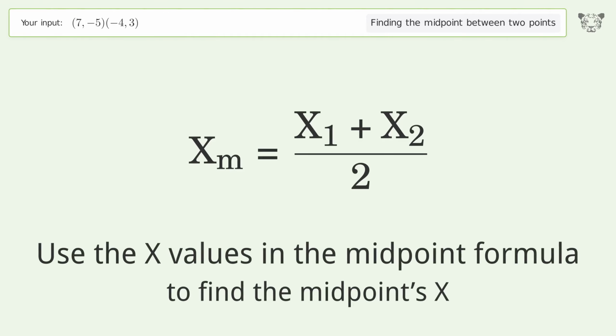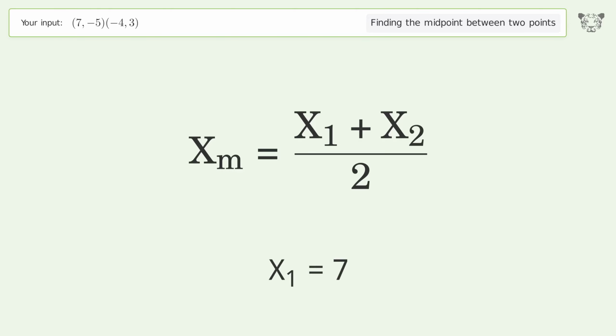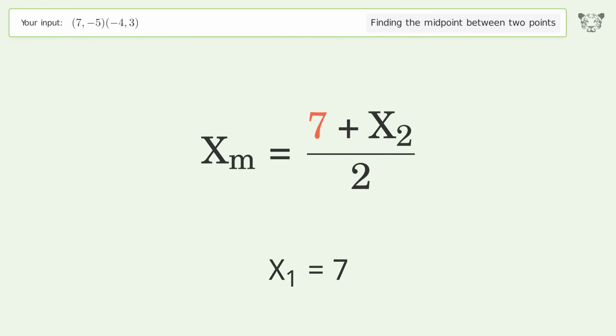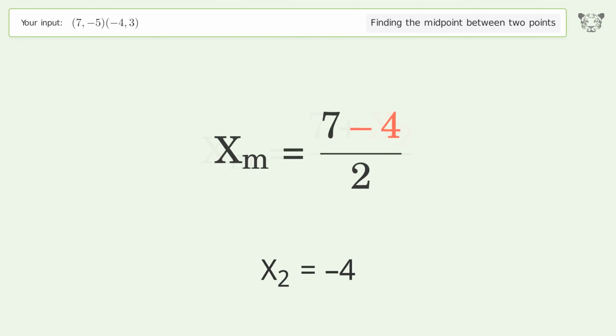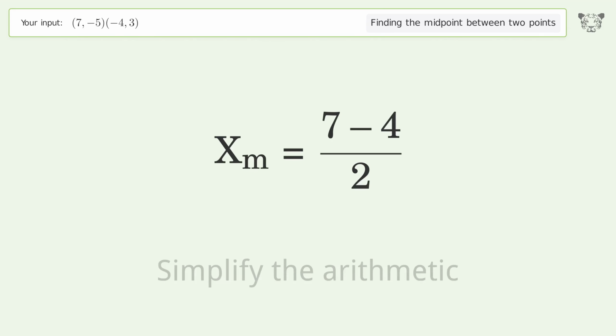Use the x values in the midpoint formula to find the midpoint's x. x1 equals 7. x2 equals -4. Simplify the arithmetic.